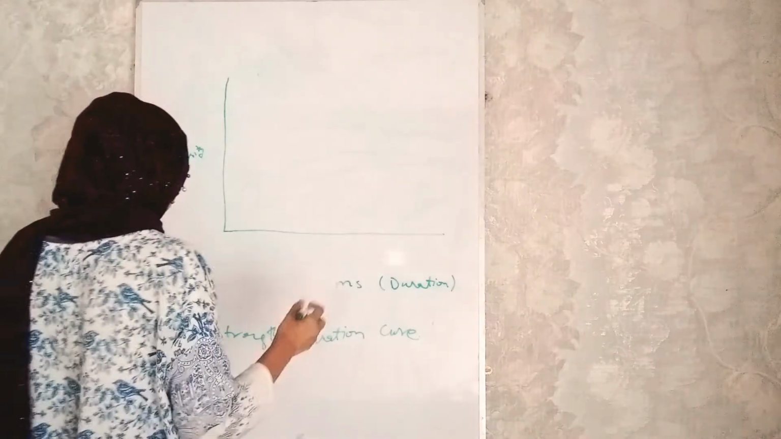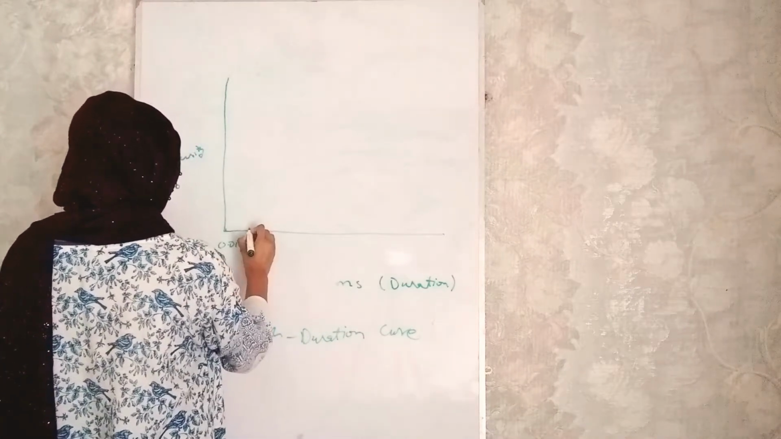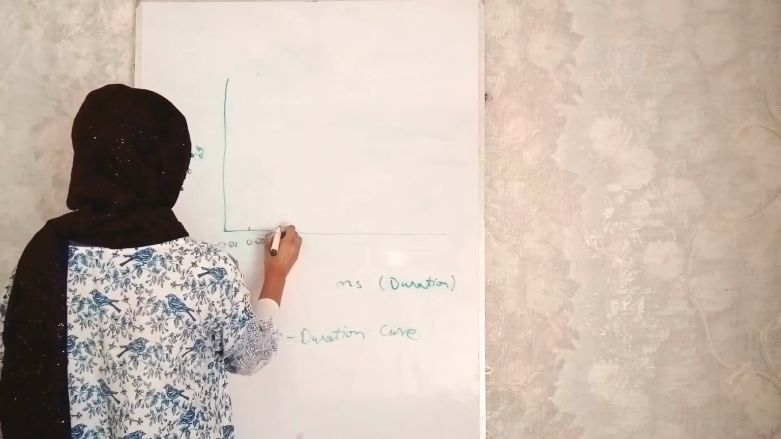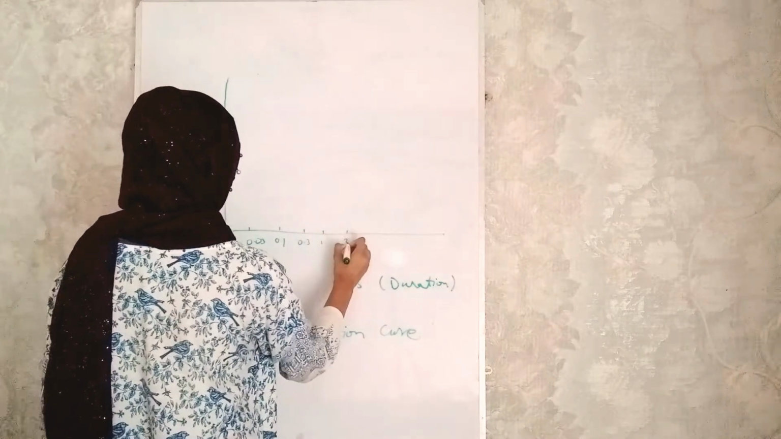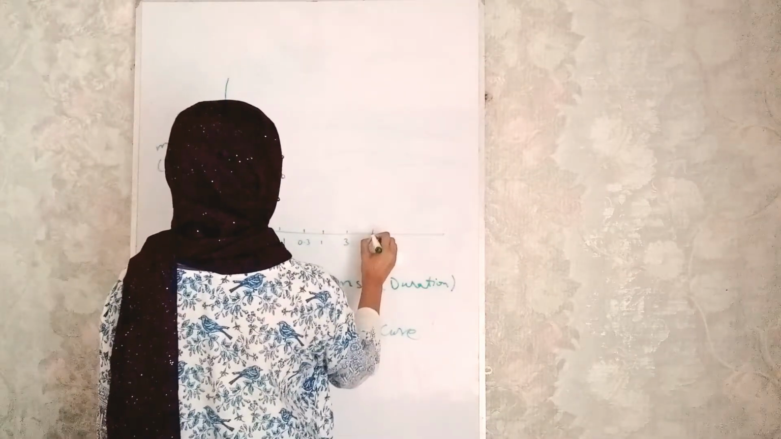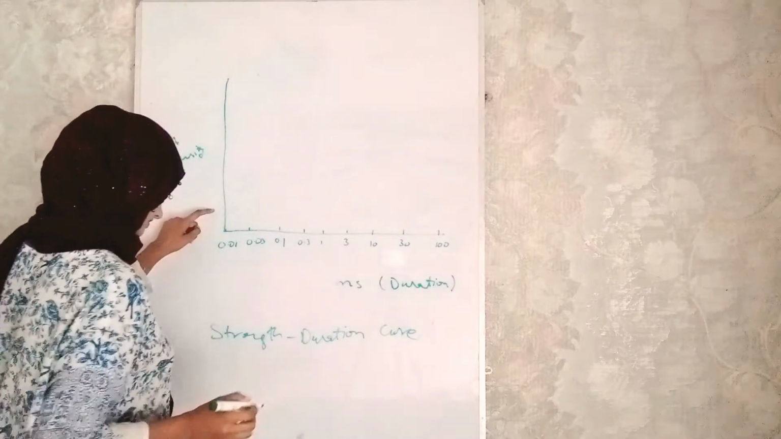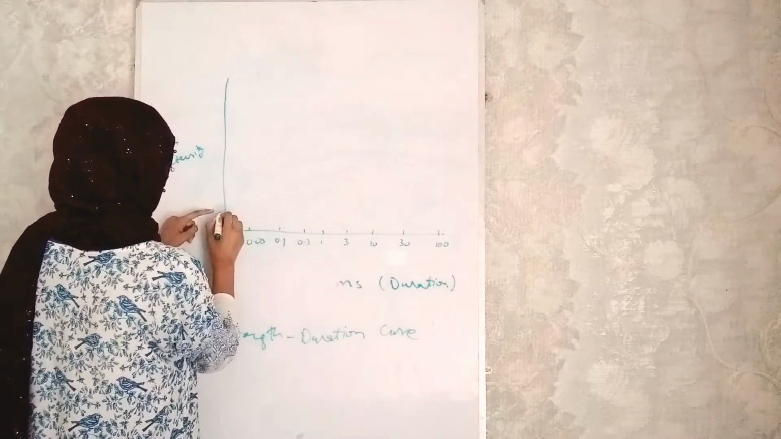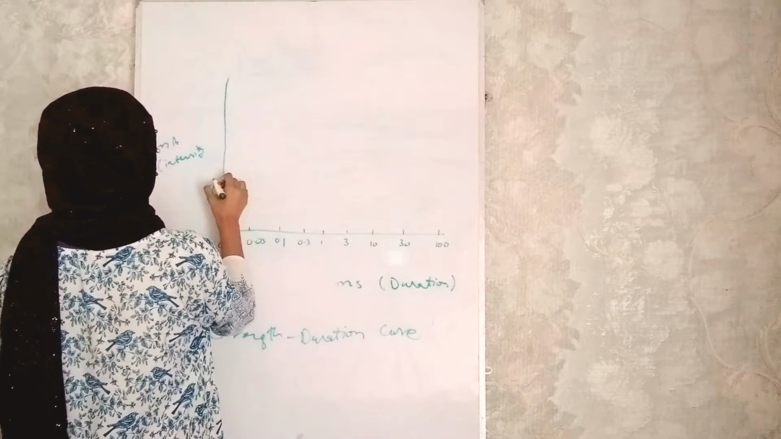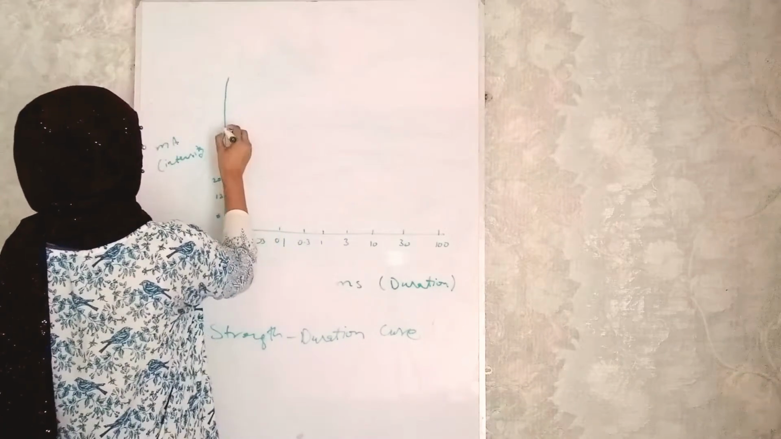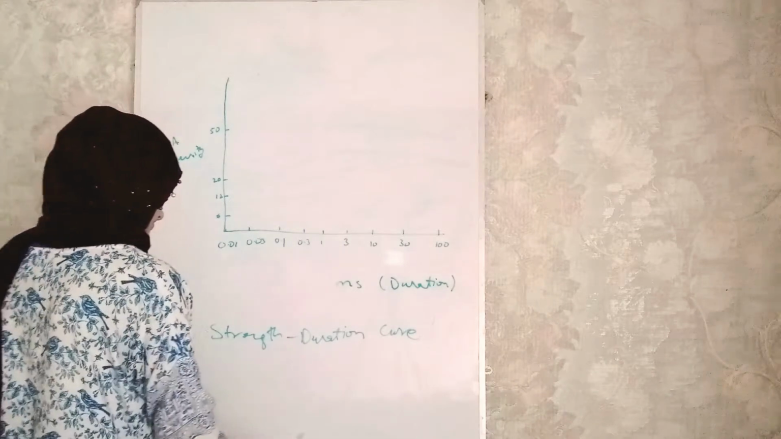So according to that, 0.01, 0.03, 0.1, 0.3, 1, 3, 10, 30, 100. So it is up to 100. And at this point, this is 6, it is 12, it is 20, it is 50. So we are going to draw a graph.